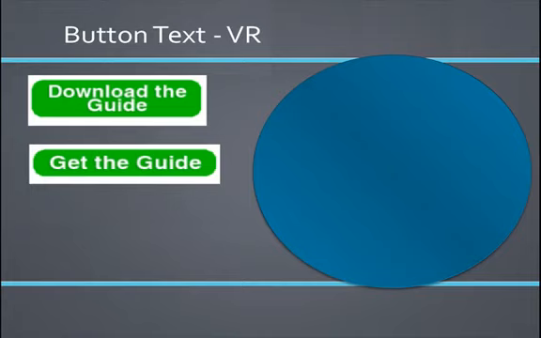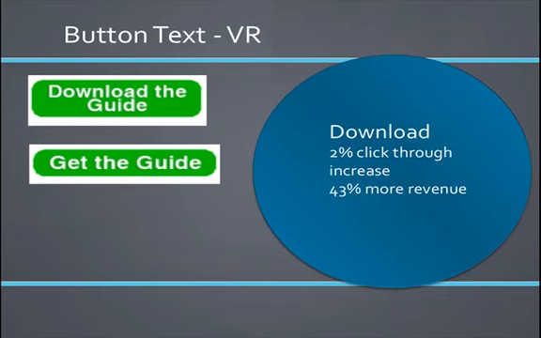So we tested download the guide versus get the guide. And it turns out we were wrong. Download wasn't as scary as we thought. So the download the guide button had a 2% click-through increase, and that version had 43% more revenue for some reason. The content was the same, just the button was more compelling apparently.